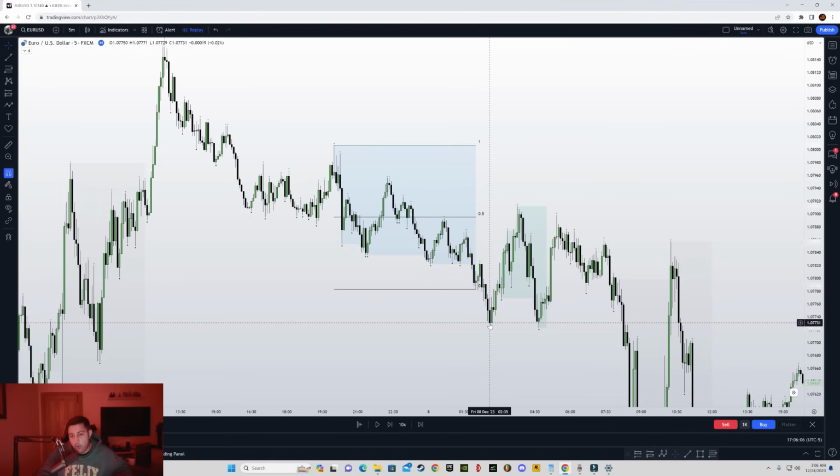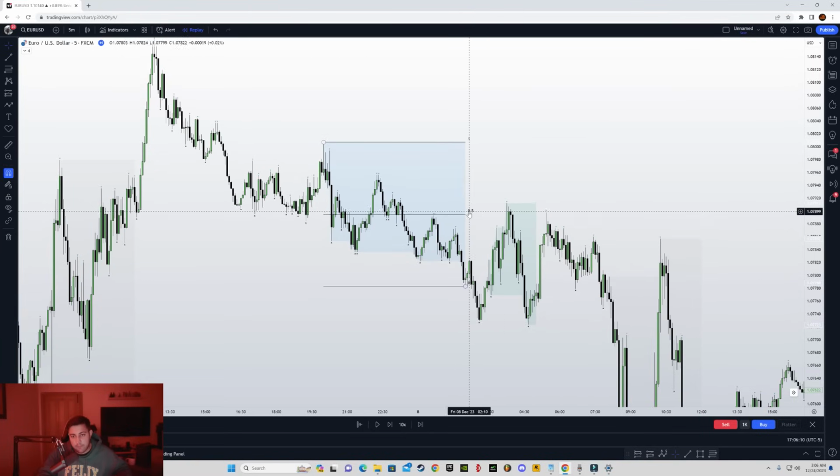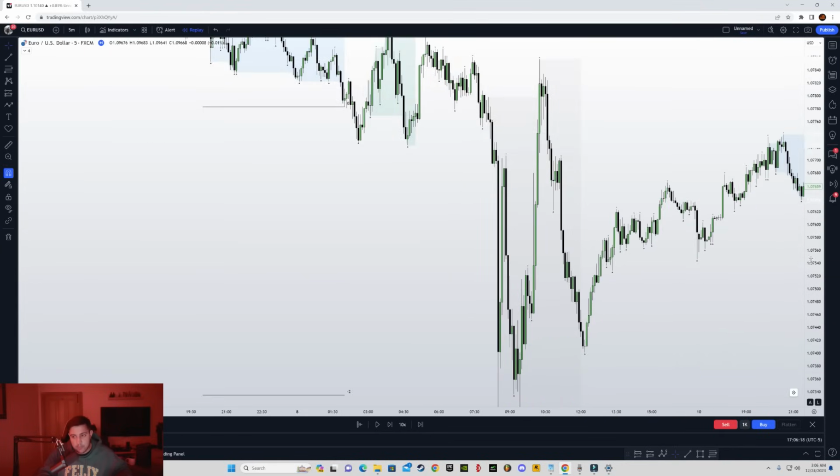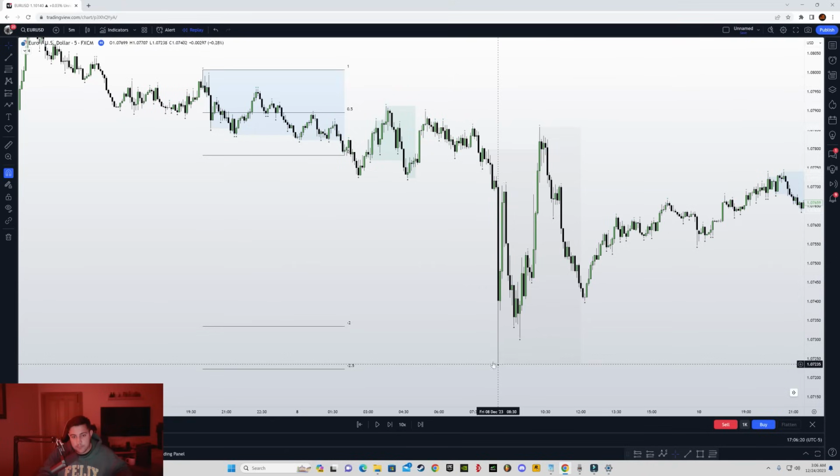So price broke below here and closed below the Asian low, and we have the 0.5 level here. Price goes up during the London session, and this would have been our entry, stop right above this high, and we could have gone for 1 to 2 just around here. So look at the precision in this strategy, guys.